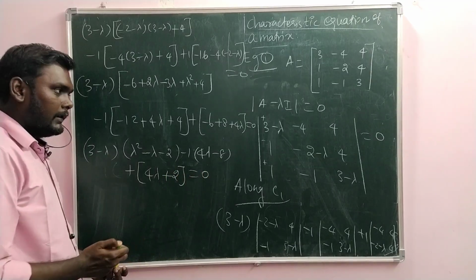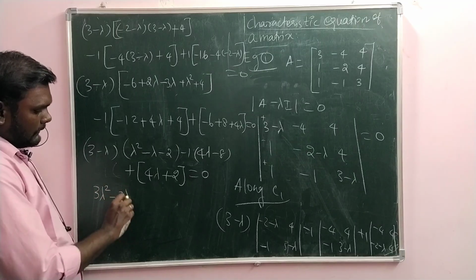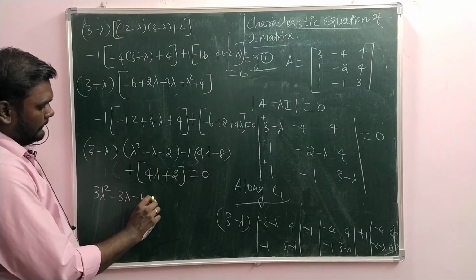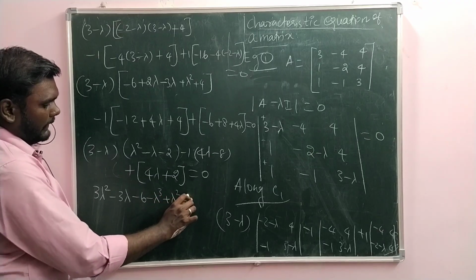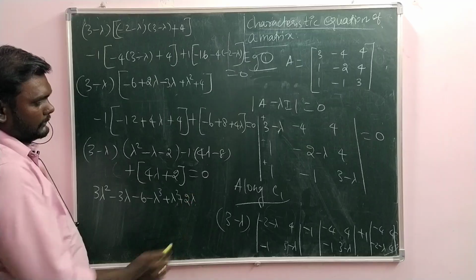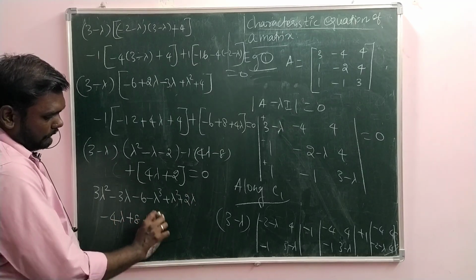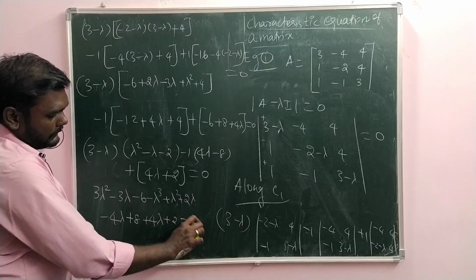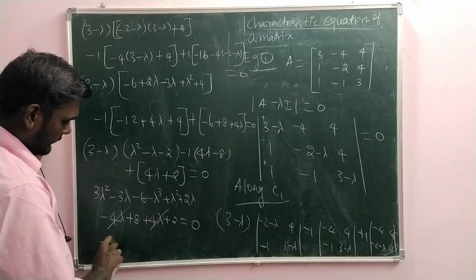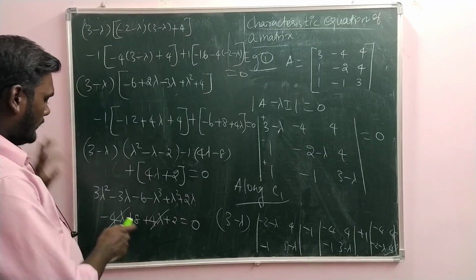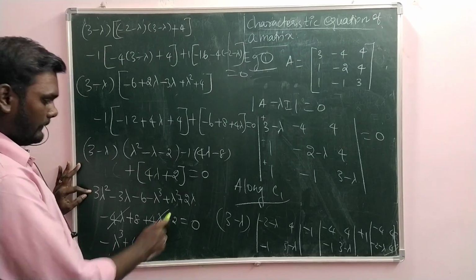Now multiply them again inside. This 3 multiplied, you get 3 lambda square minus 3 lambda minus 6 minus lambda cube plus lambda square, minus 2, not minus, plus 2 lambda, and then minus 4 lambda plus 8 plus 4 lambda plus 2 equals 0. Minus 4 lambda plus 4 lambda out. Now we'll group it. Then we'll get minus lambda cube. Lambda square means 3 lambda square plus lambda square. So we'll get 4 lambda square.